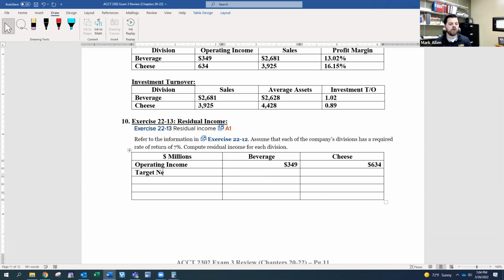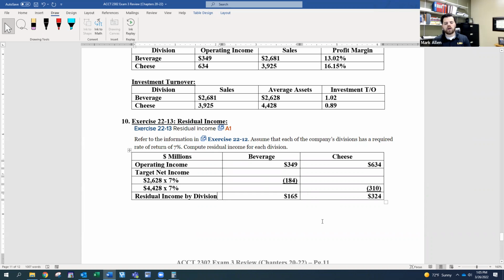We're then going to compare that to our target net income. And our target net income, it told us, is 7%. So we have a required rate of return of 7%, and that 7% is of our invested assets. So we're going to take 2,628 for the beverage times 7%. And here we're going to take 4,428 times 7%. When we do that right here, we'll get 184, and for cheese, we'll get 310. What we end up with is $165 for beverage and $324 for cheese. This is my residual income.